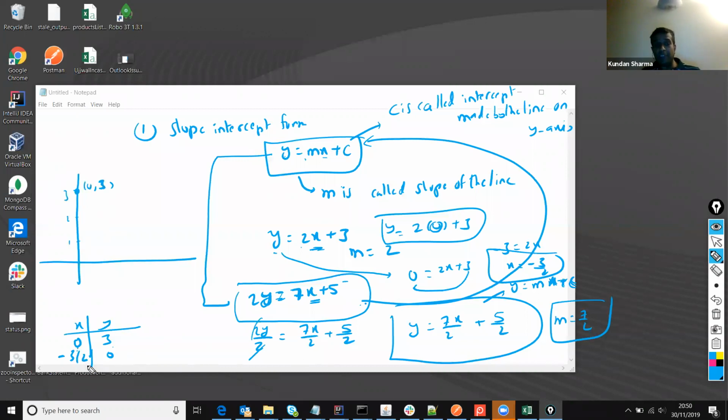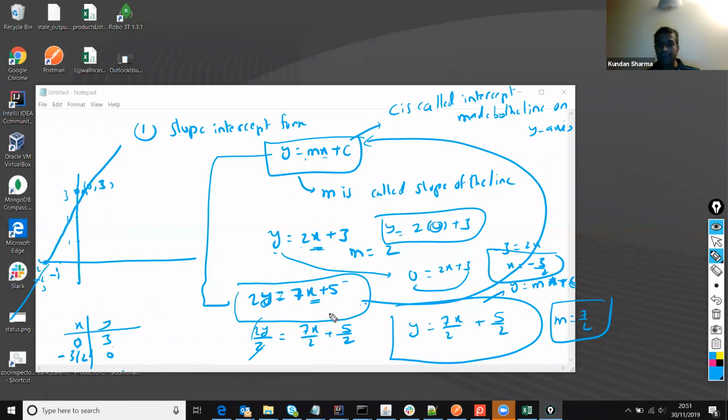So the next point is minus 3/2. Minus 3/2 is minus 1.5. So minus 1.5, 0. That means you have to walk minus 1.5. So this is 1 and this is 2. This is minus 1 and this is minus 2. So minus 1.5 will be somewhere here. You have to walk minus 1.5 units along the x-axis and 0 units along the y-axis. That means this point will lie on the x-axis itself. So this is point A, this is point B. Simply join them and this will be your straight line. Is this clear?